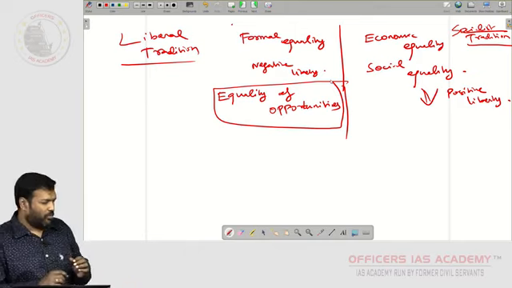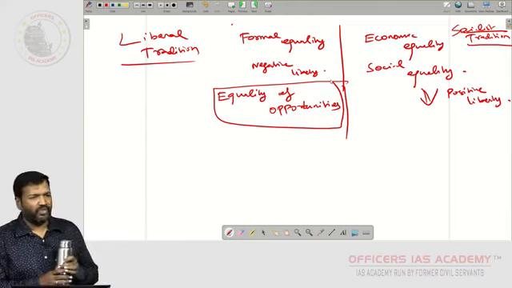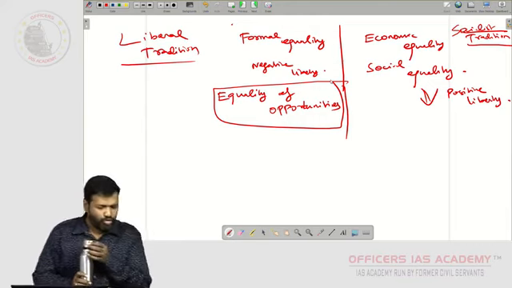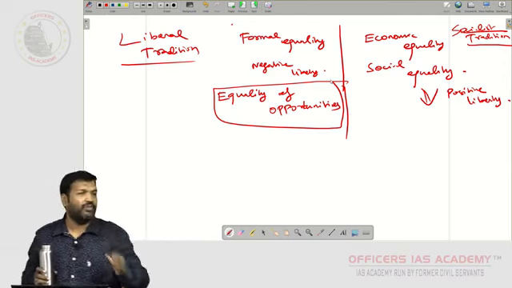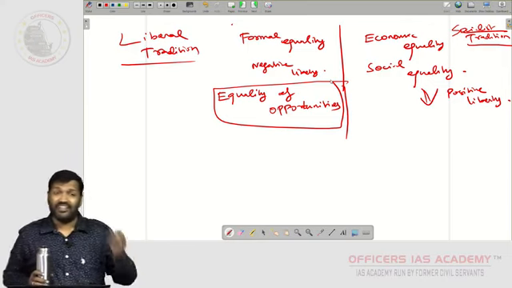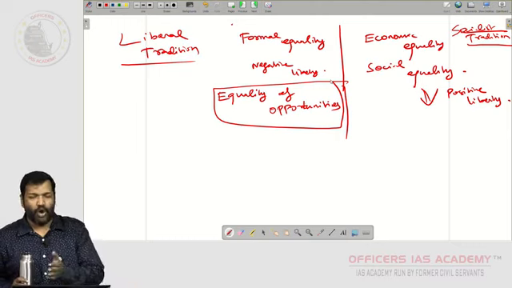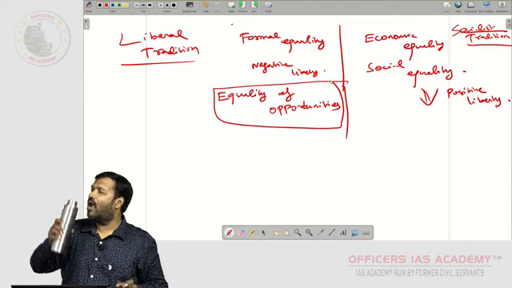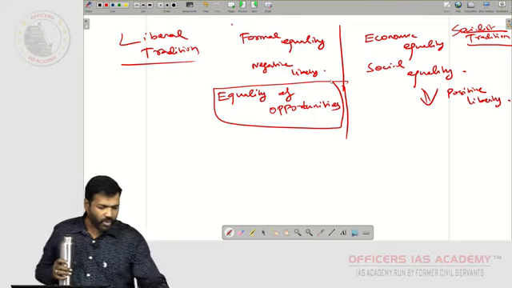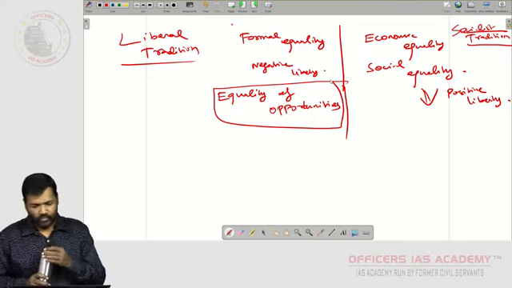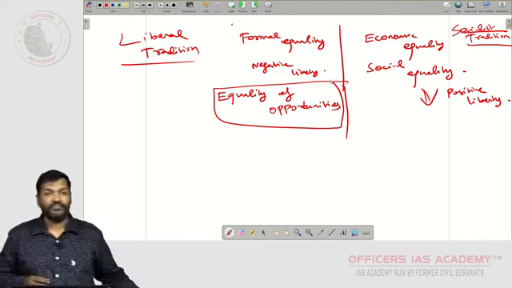Understood? So liberal people now say, we actually speak about the true liberty. We speak about the true equality. The true liberty is the negative liberty, that is the possible liberty, that is the realizable liberty, and the true equality is the equality of opportunity. It is more realizable than what you speak.